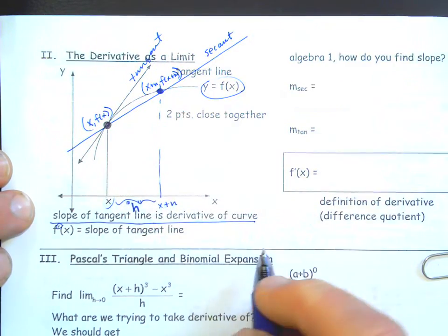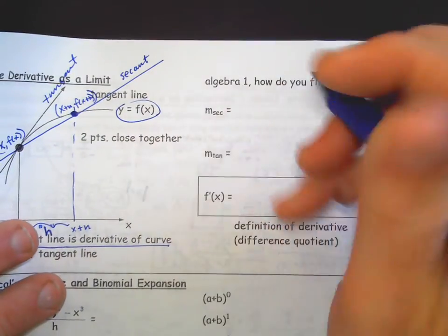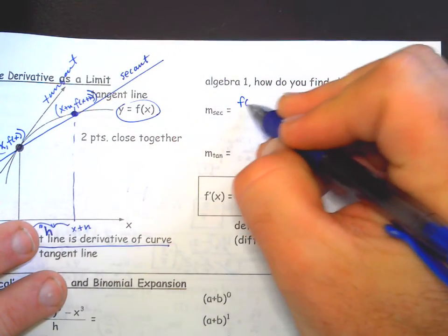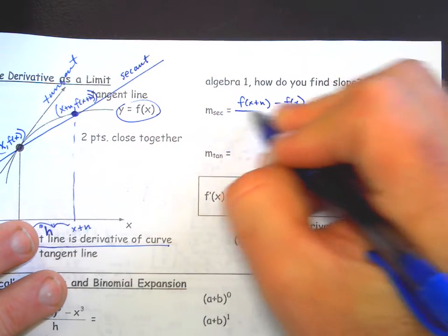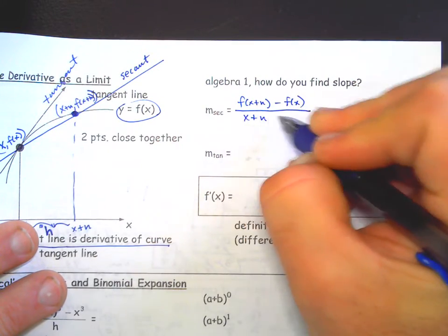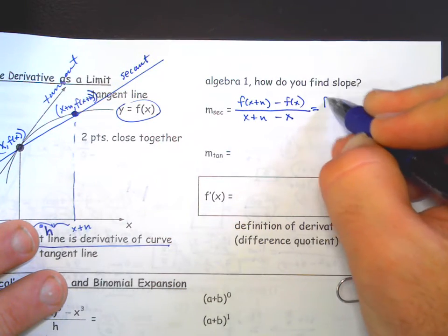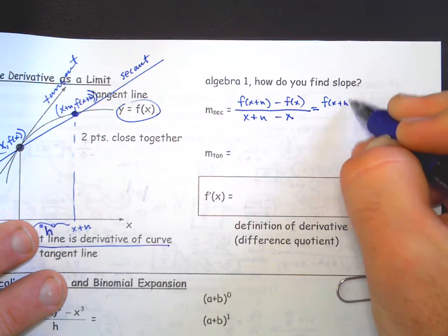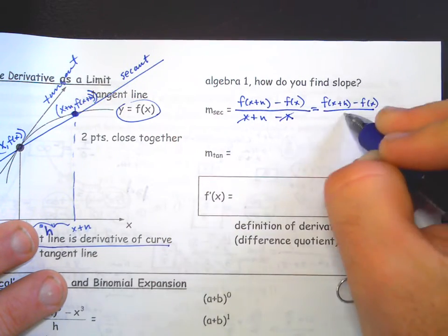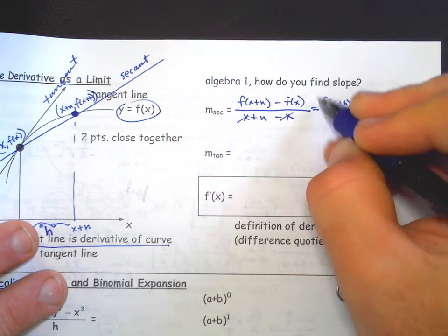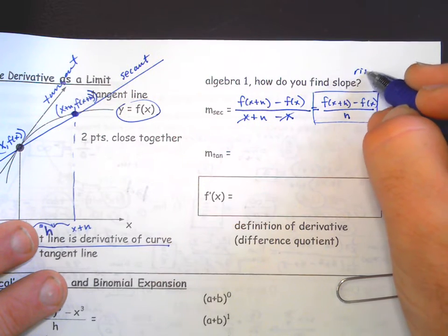Okay, and so then if we were going to do the slope over here, the slope of the secant line would be rise over run: f(x plus h) minus f(x) over x plus h minus x, right? And then that would become f(x plus h) minus f(x), and you'll notice that the x's cancel each other out, over h. And so this is the slope of the secant line. We're just doing rise over run.